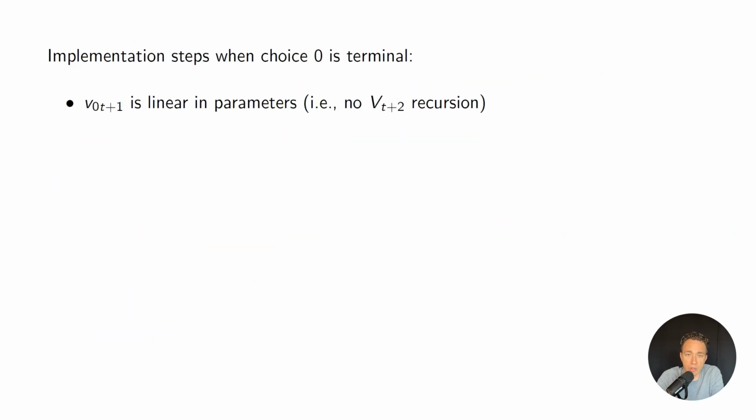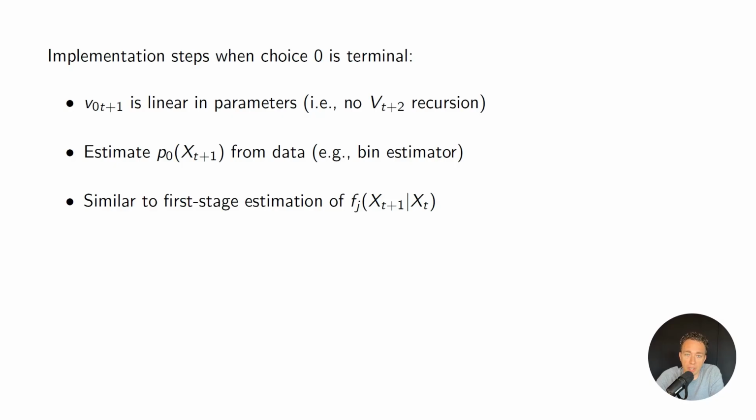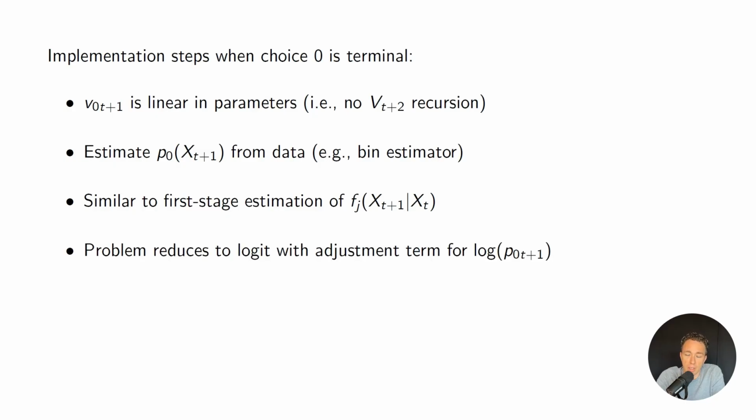So there's no recursion over the big V t plus 2 because little v0 t plus 1 is linear in parameters. So then we can estimate the P0 of x t plus 1 term using our data, and we could do this with a non-parametric bin estimator or other options. This is similar in principle to how we estimate the transition probabilities in a first stage. And so basically, we have a simple static logit model with an adjustment term for this log of P0.